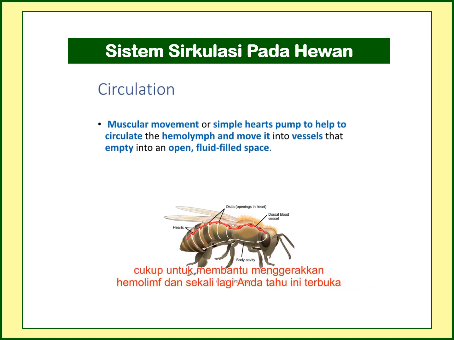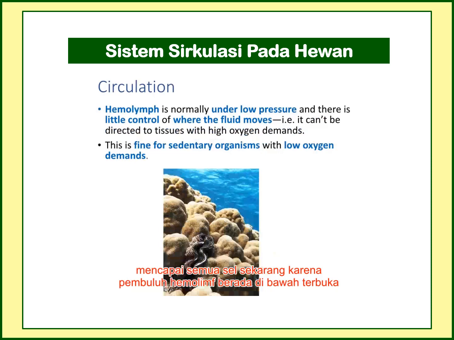And once again, these are open spaces where you have to bathe all of the cells in the hemolymph to help carry nutrients in some organisms, and then nutrients and oxygen in others. And so we have to keep moving it around and circulating it to make sure that it's reaching all of the cells. Now, because the vessels are open, hemolymph is under what we consider low pressure, and there really is no way to control where the fluid goes.